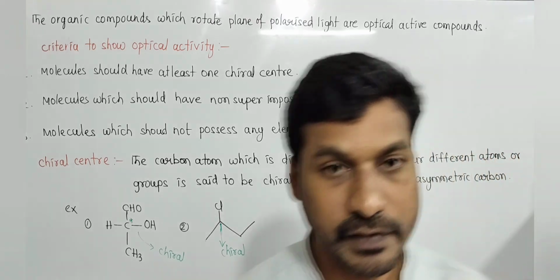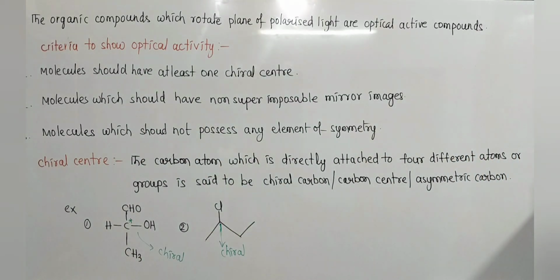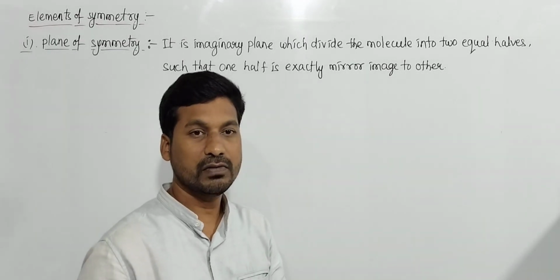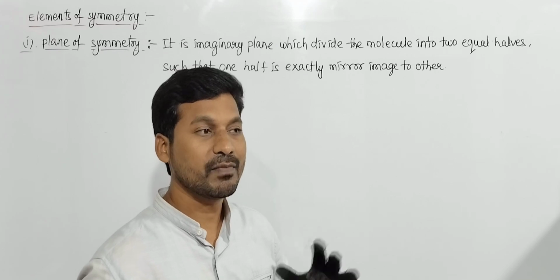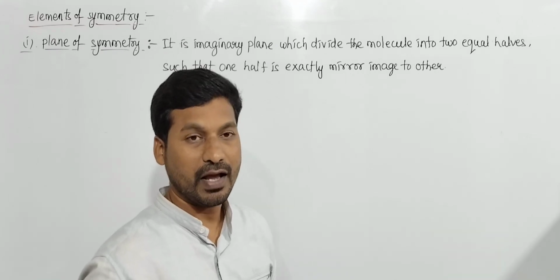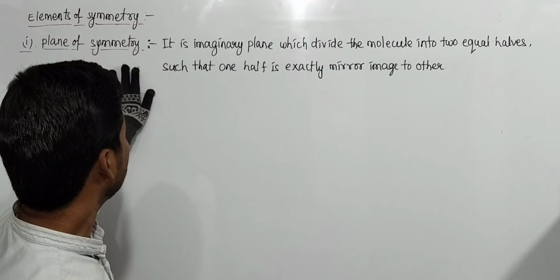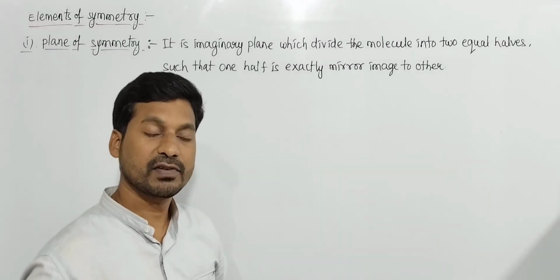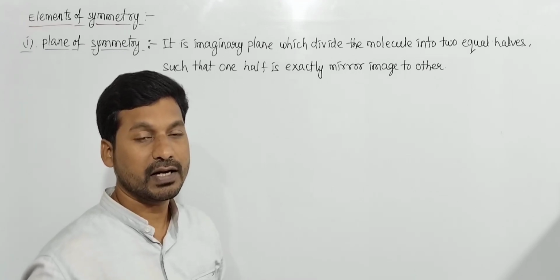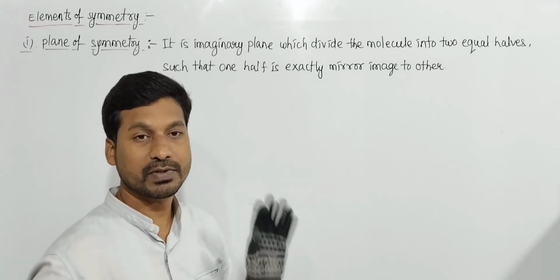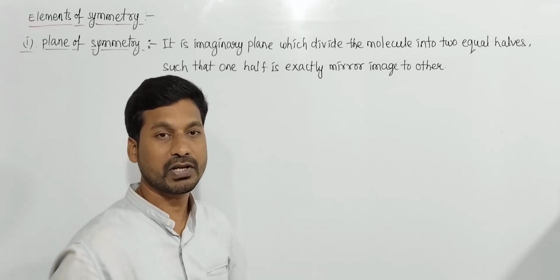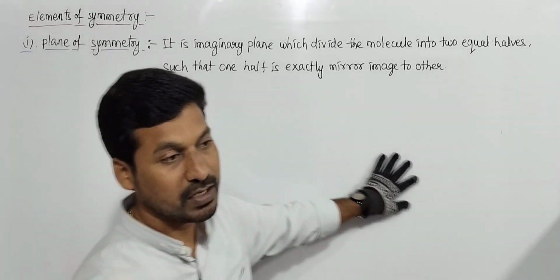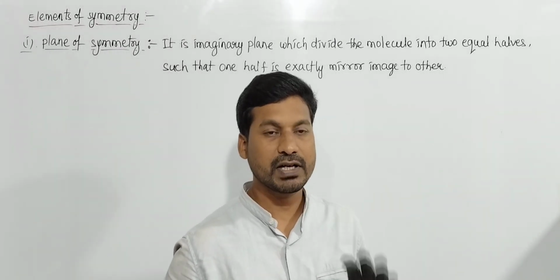Okay, take this one. Molecules which do not contain any elements of symmetry may be optically active. Any element of symmetry means the plane of symmetry should be absent in the molecule, the axis of symmetry should be absent, the center of symmetry should be absent, and inversion also absent. Only such molecules show optical isomerism. So what is the plane of symmetry? Plane of symmetry should be absent. First of all, what is the plane of symmetry?